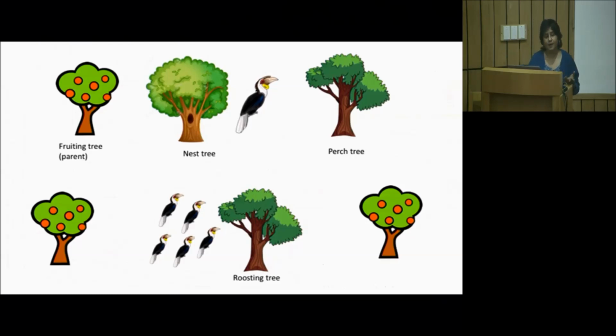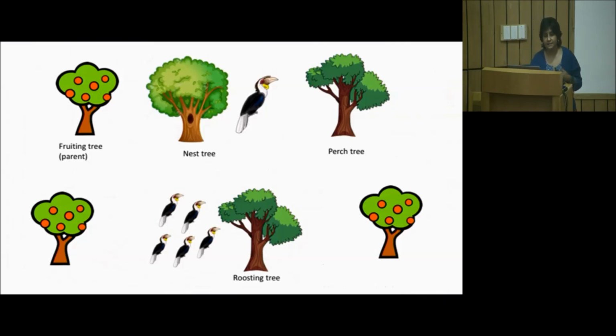The other place where hornbills disperse seeds is at nest trees. Now, hornbills have a unique breeding biology, which many of you might be aware of. They seal their cavities. The female seals herself inside and is fed by the male. The female and the growing chick is fed by the male throughout the long breeding season, which is almost 4 months for the larger hornbill species.